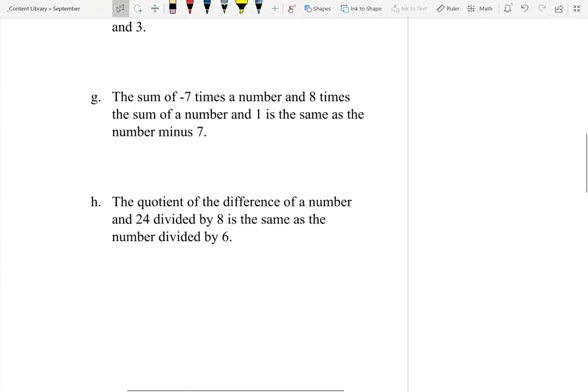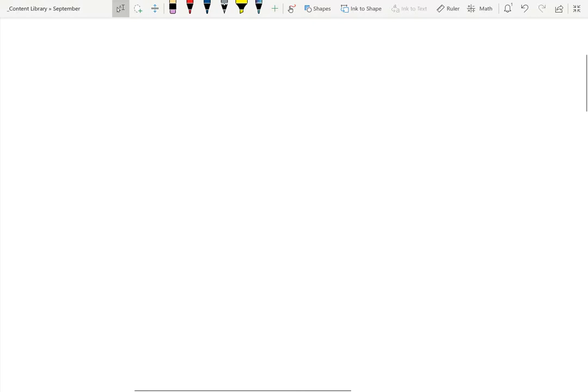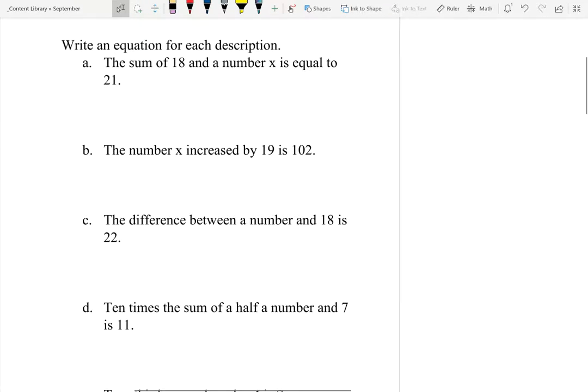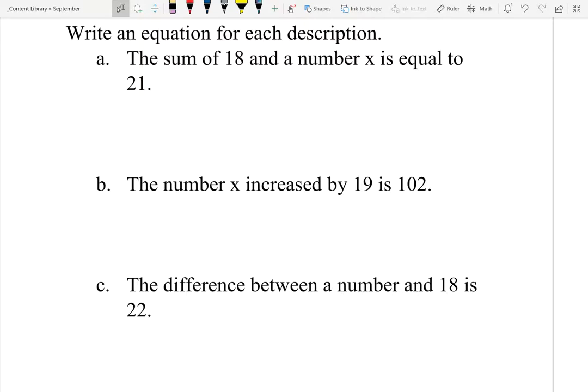Okay, now let's move over to some of these. So write the equation for each expression. So the sum of 18 and a number x is equal to 21. So sum, it's very important we understand what that means. Sum is the word for the result of an addition problem. So the word sum is telling me that I am adding here. So the sum or the addition of 18 and the number x, so 18 and x, is equal to 21.